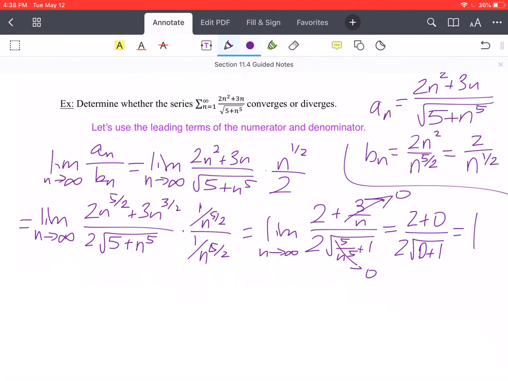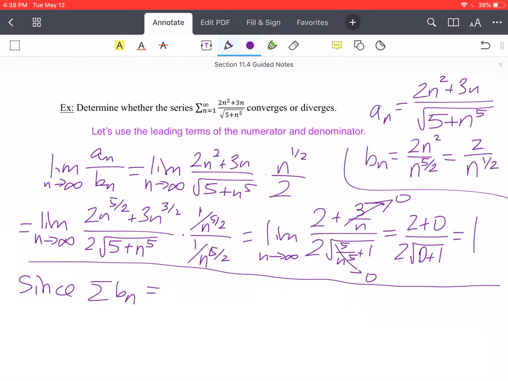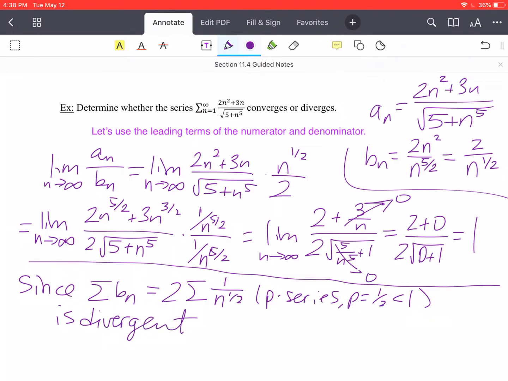So since our series B, so this is 2 times the series 1 over n to the 1/2. Hopefully you recognize what type of series that is. It's a p series. So this is a p series with p equal to 1/2, which is less than 1. So this series is divergent. So since that one is divergent, our given series must also be divergent.